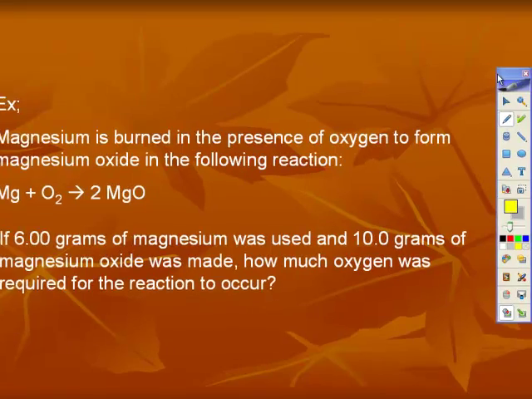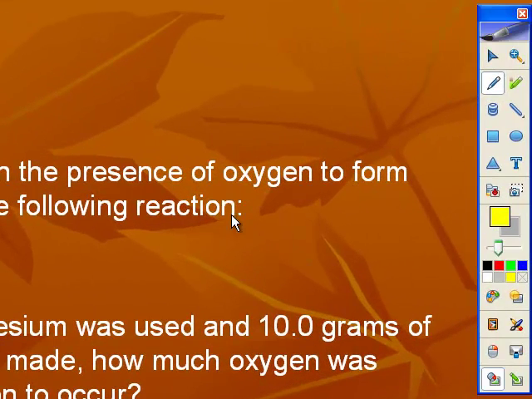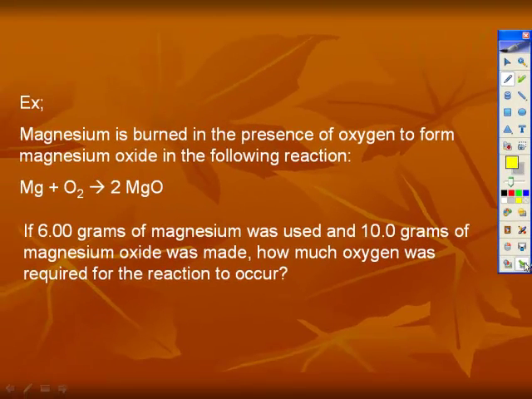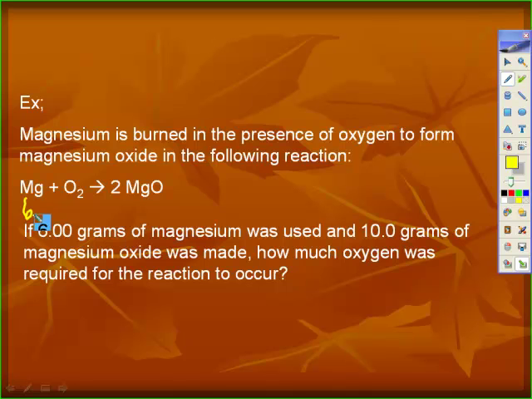Here's another one. Magnesium is burned in the presence of oxygen to form magnesium oxide in the following reaction. It says if 6 grams of magnesium was used and 10 grams of magnesium oxide was made, how much oxygen was required for the reaction to occur? So I've got 6 grams of magnesium. I don't know how much oxygen I used, so I'll put an X. And 10.0 grams of magnesium oxide was made.